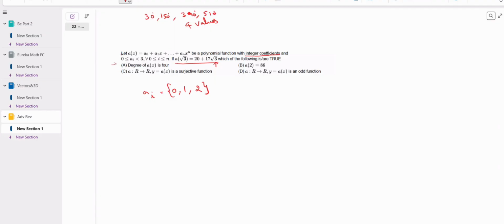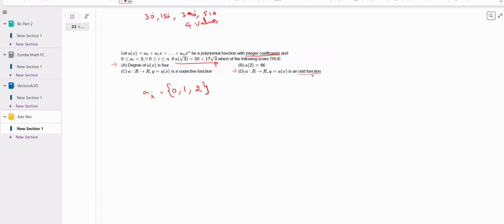Option A is talking about its degree, degree 4 it says. And option D says it's an odd function. See, if you have to claim a polynomial as an odd function, that means you should only have the odd powers. You get my point? If you want to claim a polynomial as an odd function, you should have only odd powers. So if D is going to be true, then A cannot be true. So they are contradictory options.